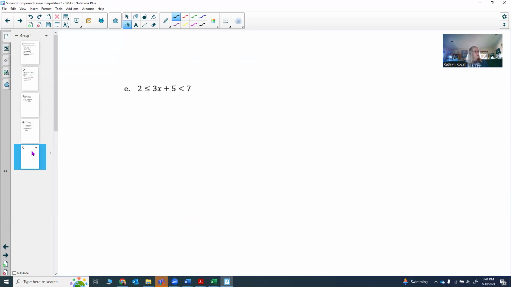The last example is 2 is less than or equal to 3x plus 5, which is less than 7. This inequality is written as a chain. One can think of a chain of inequalities as two and statements. We can rewrite this as an and statement: 2 is less than or equal to 3x plus 5 and 3x plus 5 is less than 7. And then you can solve each one individually.